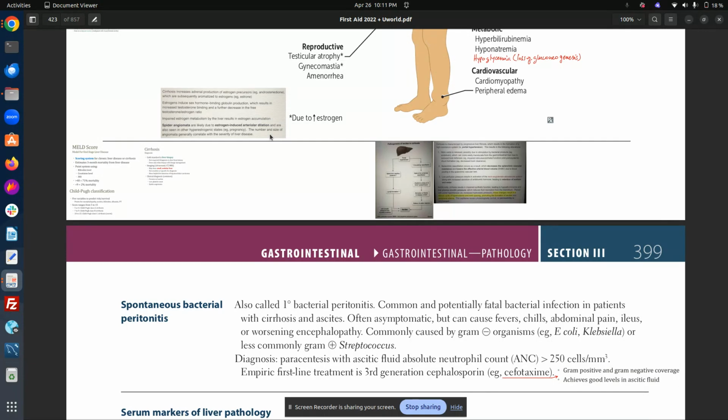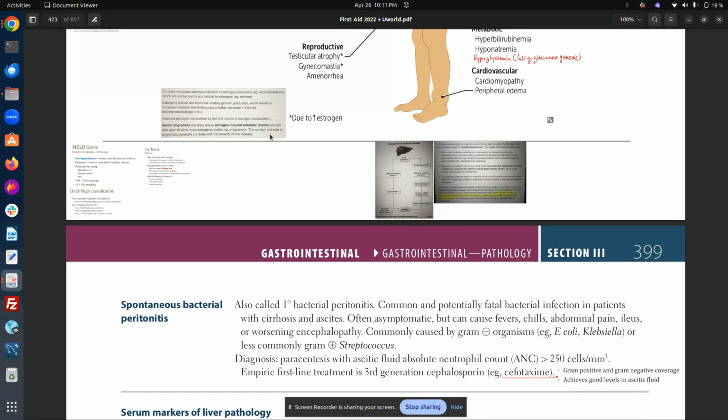Okay, now how do we diagnose SBP, how do we know definitively that this is SBP? We do the ascitic tap, we do paracentesis, and in the ascitic fluid, if we see more than 250 polymorphonuclear cells per cubic millimeter, neutrophils in the ascitic fluid, we say that this is SBP.